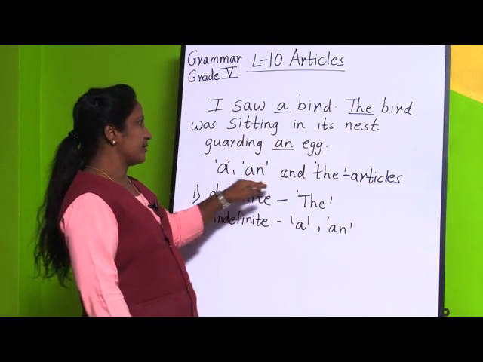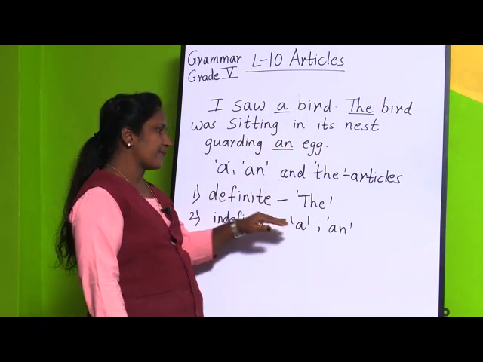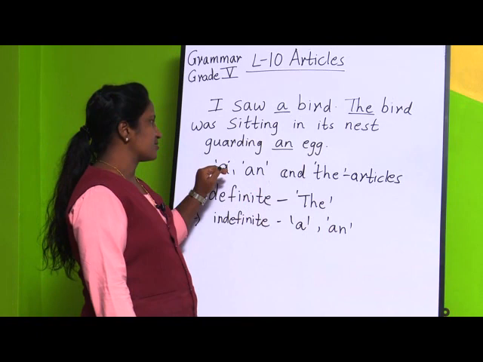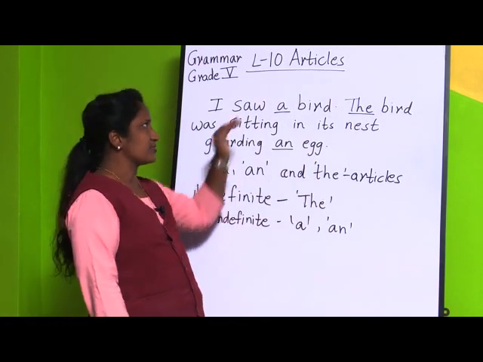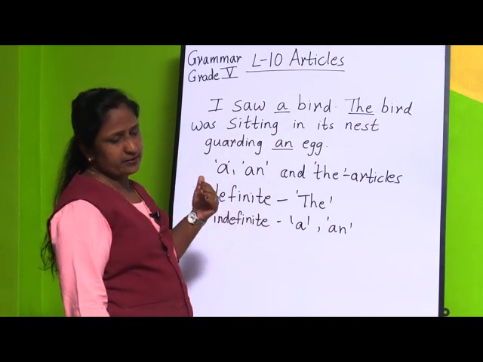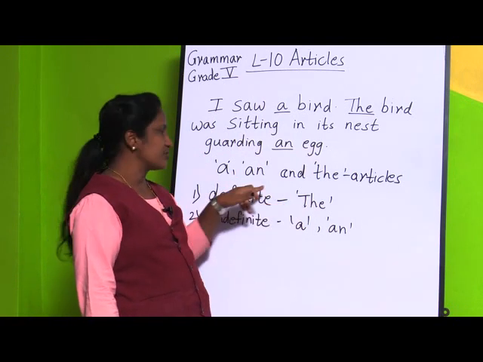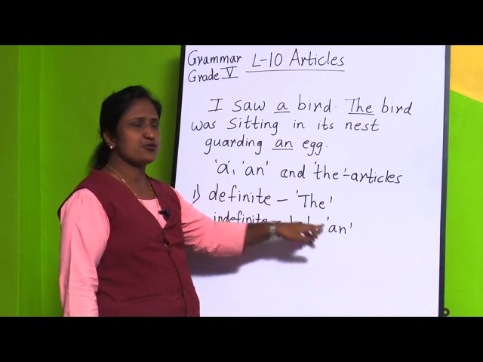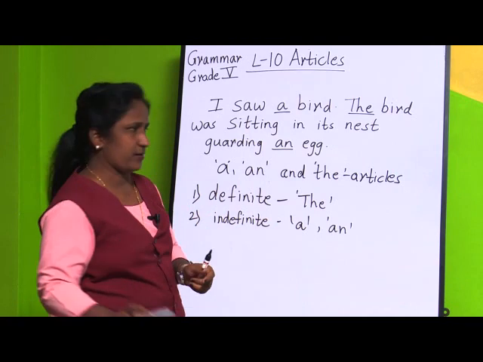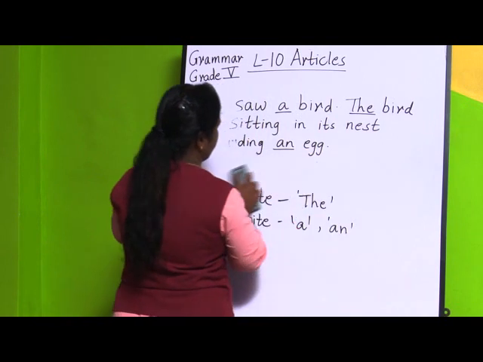In this way, these three articles are classified in two types. The is a definite article and a and an are indefinite articles. So, first I told you there are three articles, a, an and the, and again they are of two types, definite and indefinite. The is used as definite article, a and an as indefinite article. Now, we will be seeing about a and an. When are we going to use articles a and an, that we will see now.